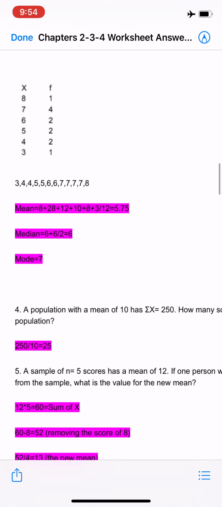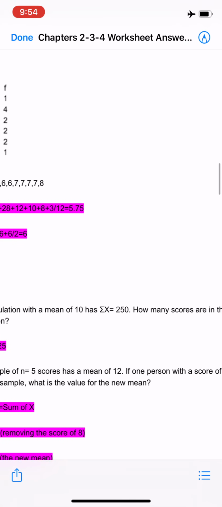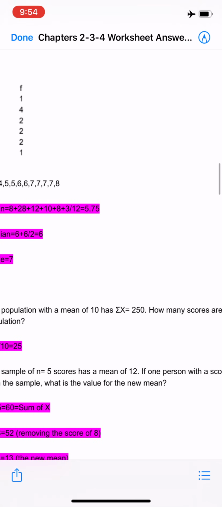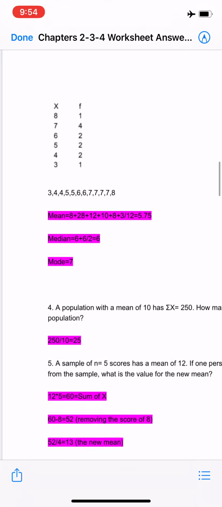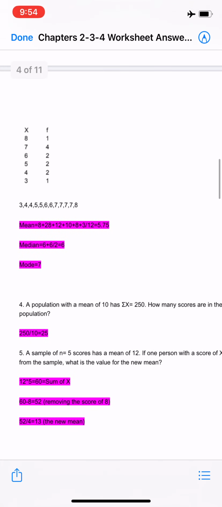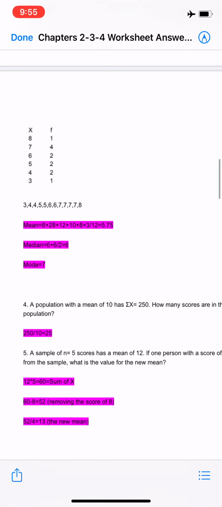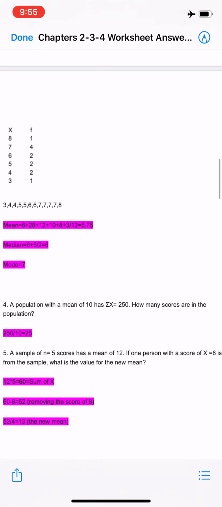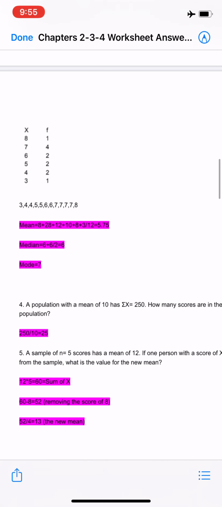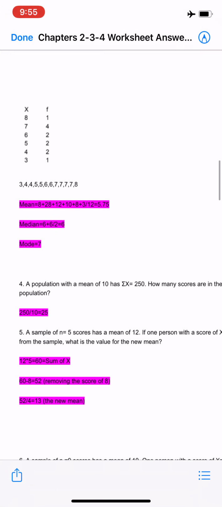A population with a mean of 10 has a sum of x of 250. How many scores are in the population? Well, we know the sum of x is 250 and the mean is 10. The mean is a representation of the average of all the scores. So if you take the sum of x and divide by the mean, you will get how many scores? 250 divided by 10 equals 25.